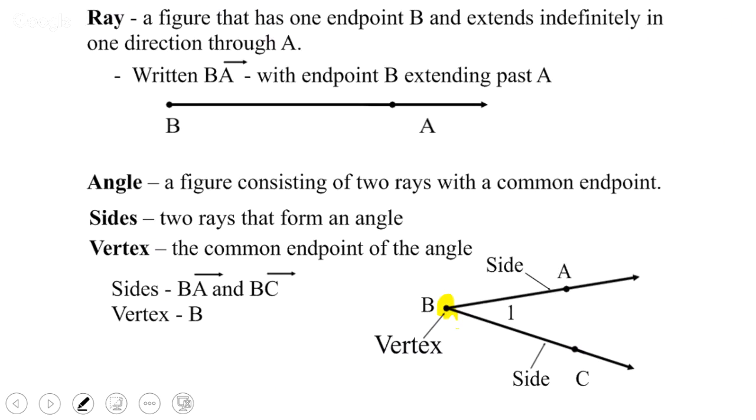The sides are the two rays coming from the vertex. So that is an angle. We have a vertex and the two sides, which are rays coming from that common endpoint.